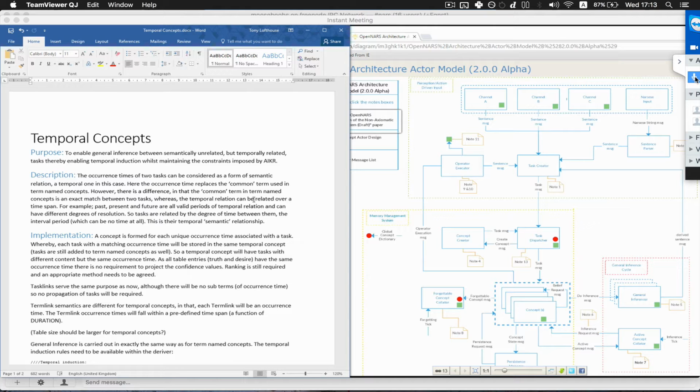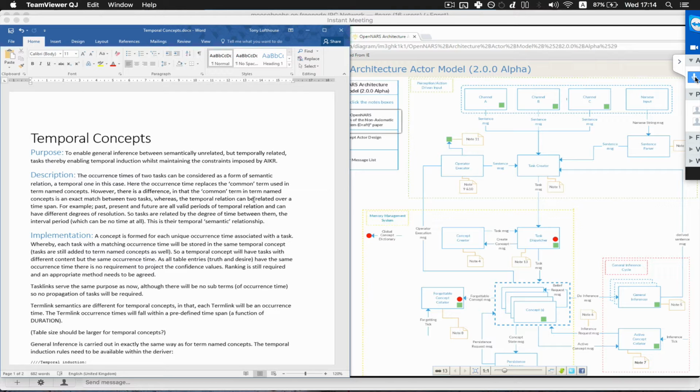It connects two terms that aren't related by a common term. But the actual occurrence time doesn't have to be exactly the same. Obviously, in a term-named concept, the common term is exactly the same in both of the tasks in the concept. With an occurrence time relation, the relation can vary based on the time. So they're related by time, but it doesn't have to be exactly the same time. It could be in the past, at the current moment, or in the future, with varying degrees of resolution. So it could be further in the past, further in the future, etc.